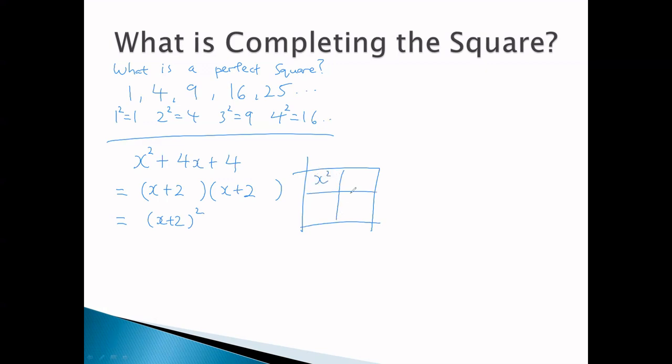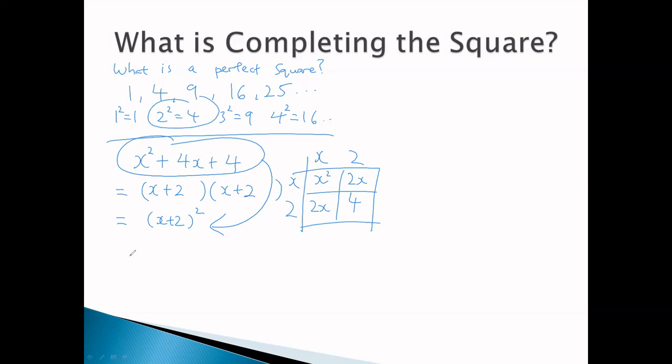x squared, 4, so x, x, and what can I get? 2, 2. Is it correct? Yes. So 2x plus 2x, I get 4x. Okay, so why is this a perfect square? Because it gives me this, x plus 2 squared. Just like all this. 4 is essentially 2 squared.